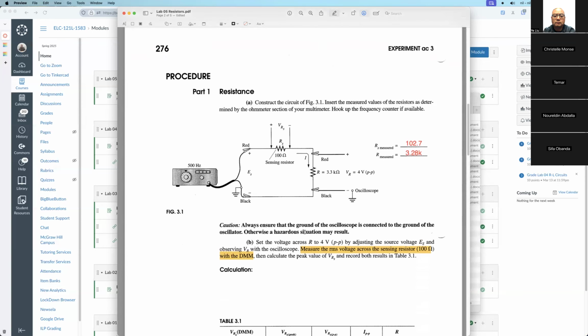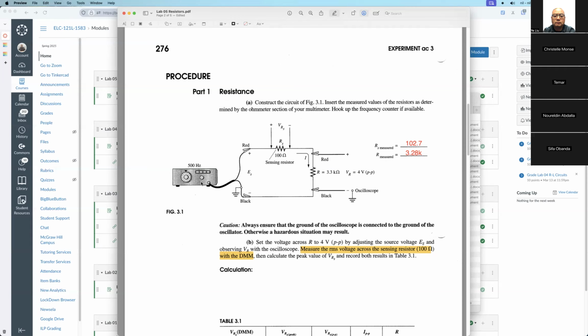For today's lab, we will build this one in Tinkercad. A 100 ohm resistor and a 3.3 kilo ohm resistor. We know these two numbers are nominal values. Here we will use values that are a little bit different: 102.7 ohm, and for the 3.3, we will use 3.28 kilo ohm.